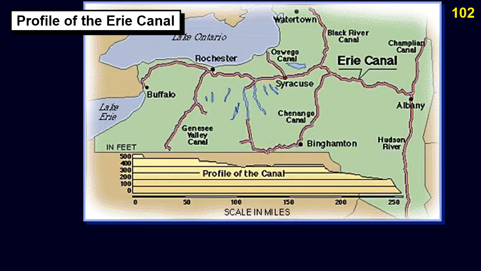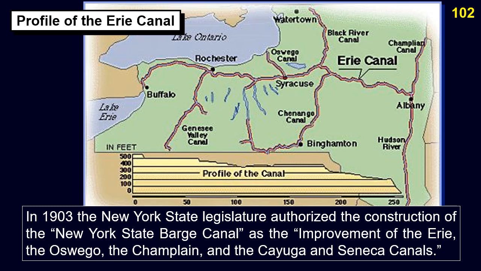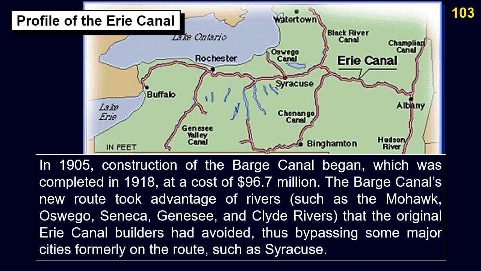In 1903, the New York State Legislature authorized the construction of the New York State Barge Canal as the improvement of the Erie, the Oswego, the Champlain, and the Cayuga and Seneca Canals. In 1905, construction of the Barge Canal began, which was completed in 1918.